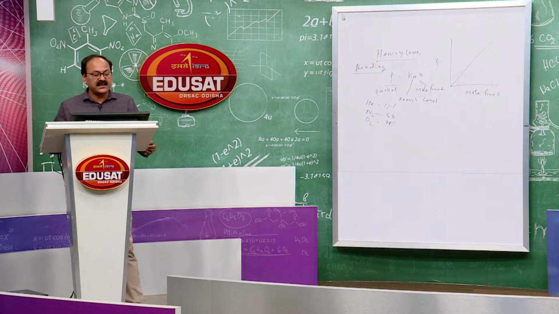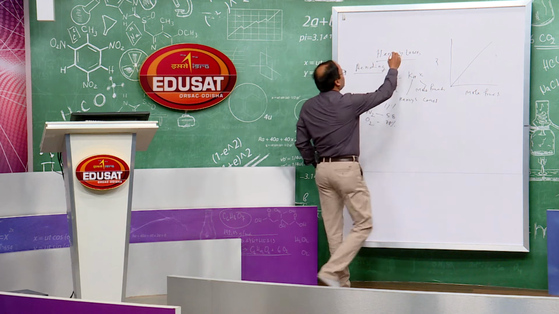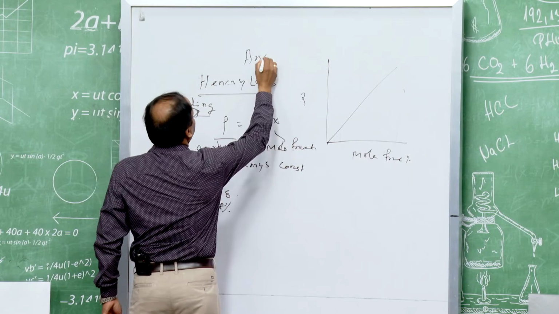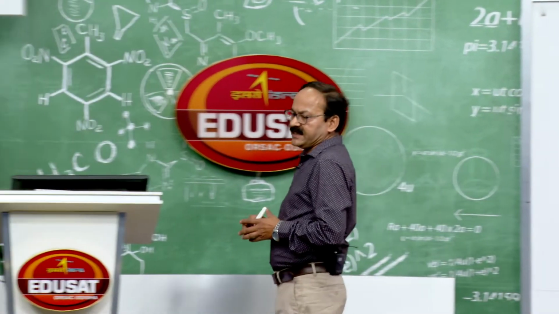Next, the third application is at high altitude. The partial pressure of oxygen is very much less than that at ground level. This leads to a low concentration of oxygen in the blood and tissues. People living at high altitude, and climbers, feel weak and are unable to think properly because of low blood oxygen. This disease is called anoxia, generally seen in high altitude regions. So, these are the applications of Henry's law.